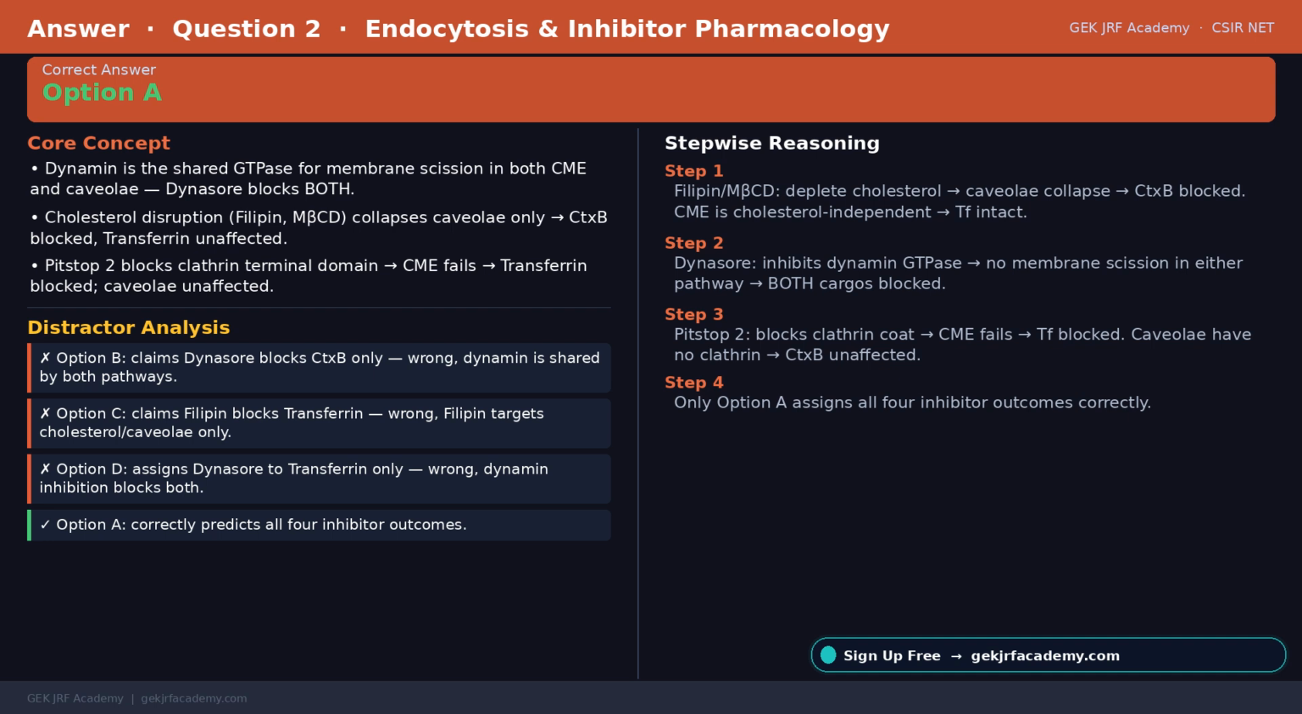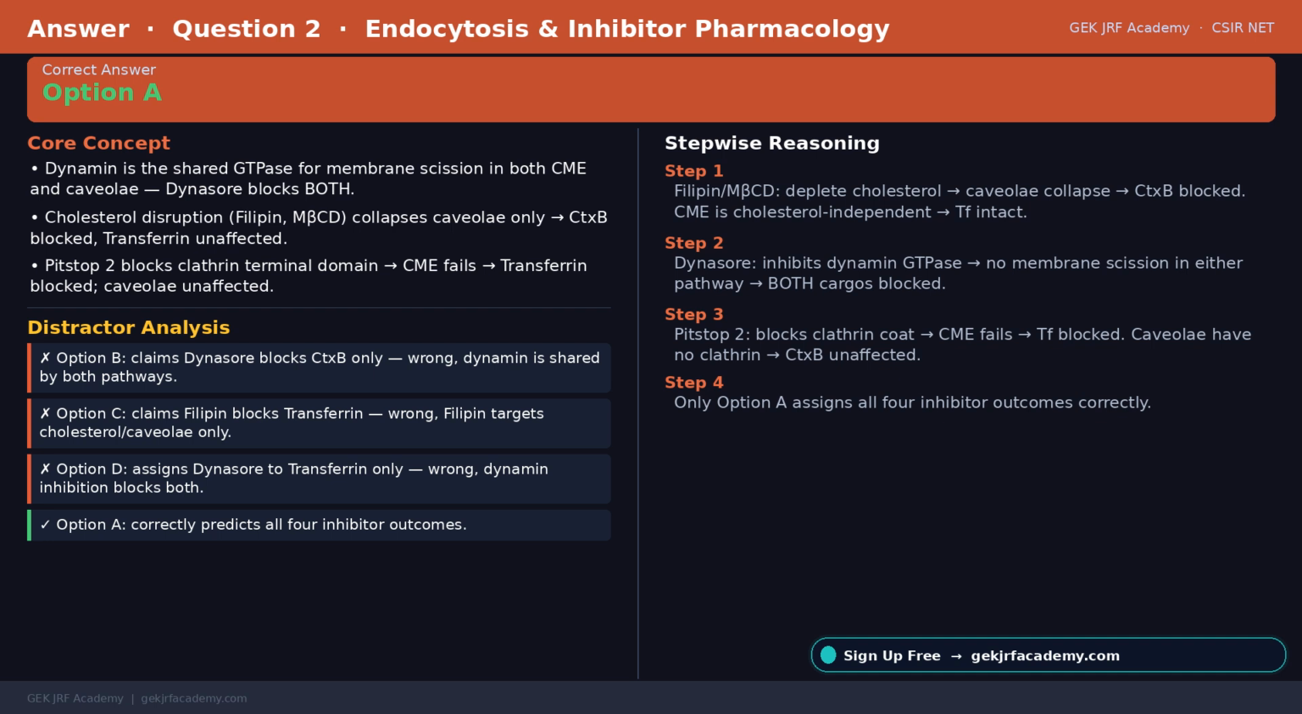Step by step. Filipin is a polyene antibiotic that sequesters cholesterol by forming insoluble complexes. This disrupts lipid raft organization. Caveolae collapse and cholera-toxin B uptake is blocked. Transferrin takes the Clathrin-coated pit route, which is cholesterol independent. Unchanged. Dynasore inhibits dynamin GTPase activity.